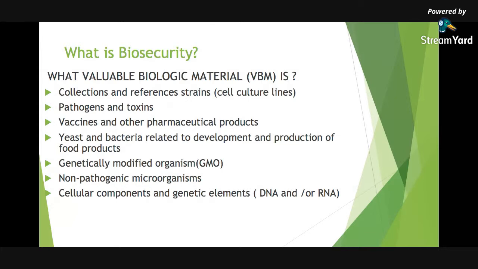So what is a valuable biological material? It's collections and reference strains of cells. So when they collect, say, a cancer cell or something, and they store it inside of a freezer, those would be cell culture lines. Also, say with the Henrietta Lacks story, that would be a cell line culture. She was a great example of that.